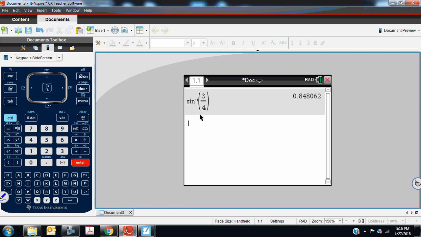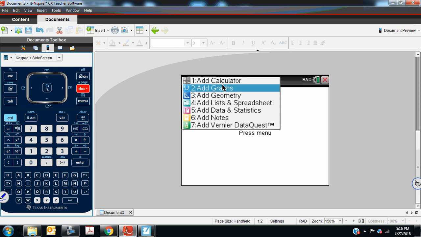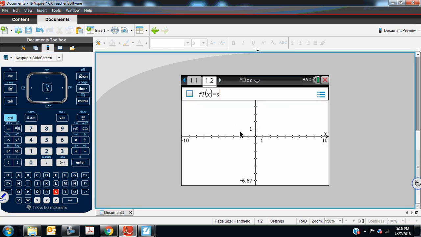Now, if you're not a fan of attempting to find the second solution, now I'm going to offer that perhaps you could use a graph instead. So if I was to add a graph page, the graph that you want to see is just the function sine x.